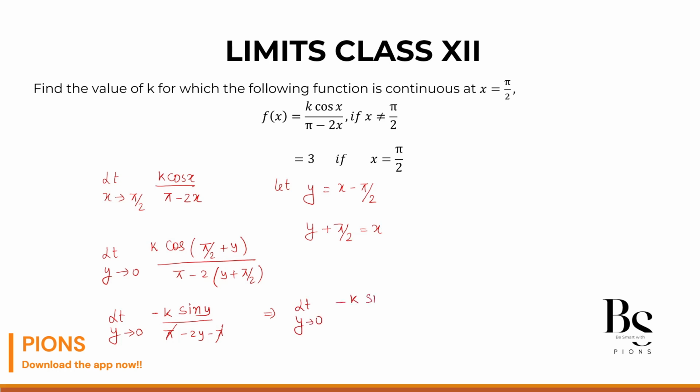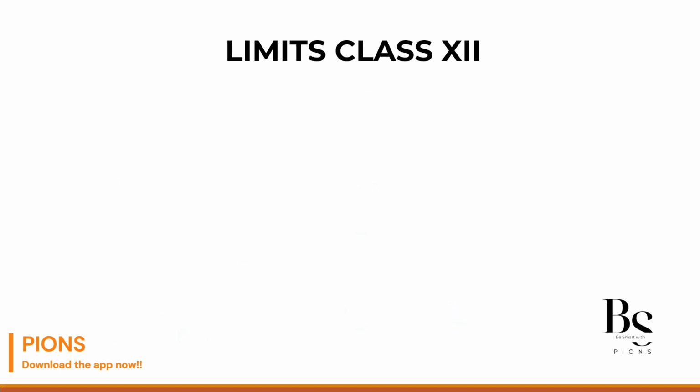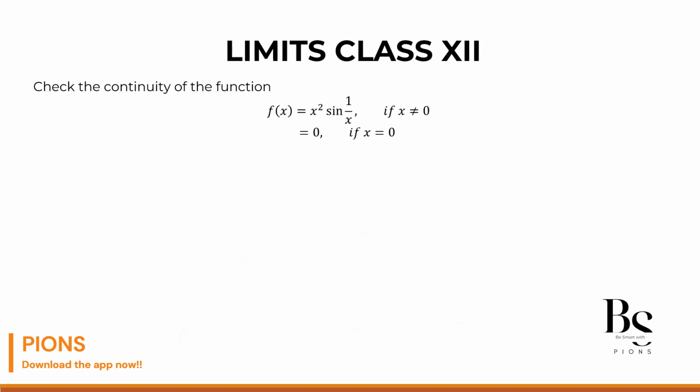This will give us limit y tending to 0, be very careful, minus k sine y upon minus 2y. Let's cancel this minus with minus, and you are left with limit y tending to 0, k by 2 sine y upon y. What is sine y by y for limit y tending to 0? That's 1. So you are left with k by 2. And this must be equal to the right hand limit or the central limit. Here the central limit is given, so that will be equal to 3, and this implies k is 6. Be very careful. Let's move to the next problem.